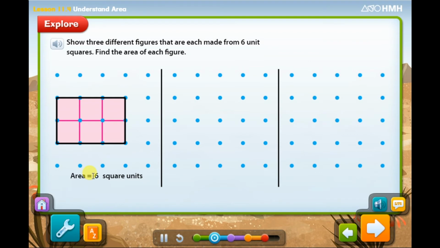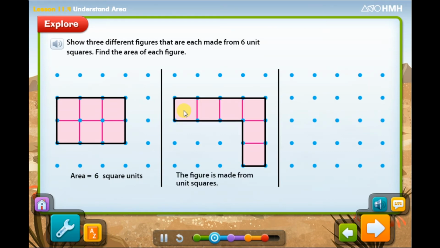Now click the square to make another figure. Make another different figure. How many unit squares make up the figure? It's absolutely different. Let's see how many square units inside it: 1, 2, 3, 4, 5, 6. It's 6. The figure is made from 6 unit squares. What's the area of the figure? Of course, the area is how many square units inside it? It's 6. The area of the figure is 6 square units.